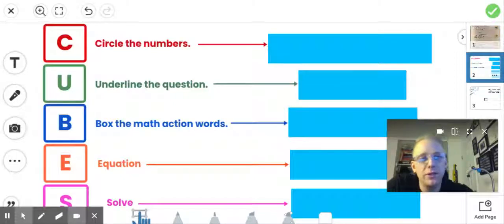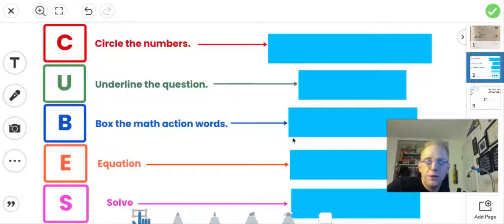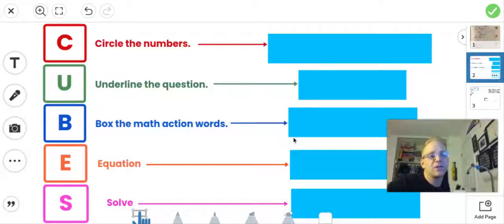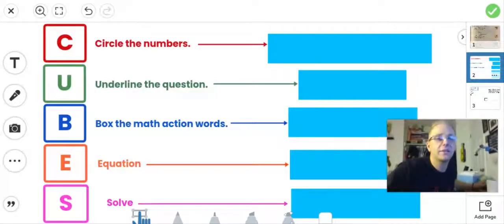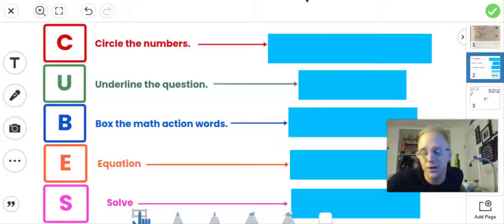The tool that I'm going to help teach you today is called CUBES. You can see it here on your screen. Now, CUBES stands for something. It's called an acronym, which means each letter is a reminder of what you need to do. It's going to remind you of the steps on how to solve story problems.